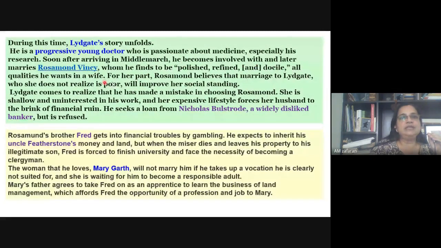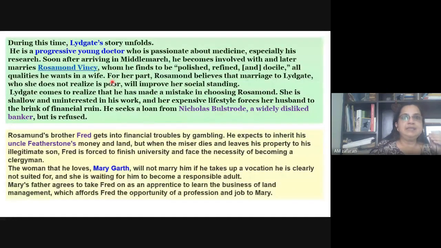All qualities that he wants in a wife. So he is a very earnest doctor. He is into research, trying to find out the original cell that originated life. He is busy with his work. But then he meets beautiful Rosamond Vincey. He falls for her. He thinks that she is the perfect wife for him.